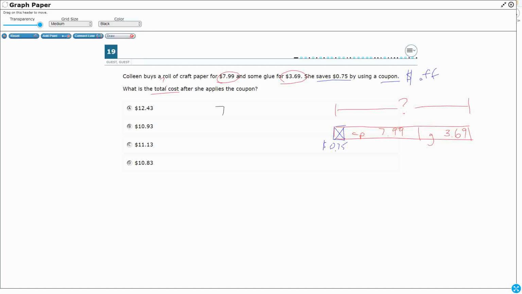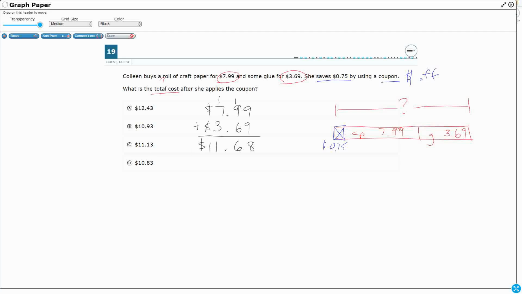So craft paper $7.99. When we are adding decimals, we need to be very, very careful to make sure that we are lining up the decimal points. $3.69. All right, let's add those two. So we start at the hundredths place, the farthest right, so that's 9 and 9. That's going to be 18. Now we're in our tenths place, which in this case is our dimes place. So 1 and 9 make 10, and then 10 and 6 make 16. So we're going to once again regroup. And so I've got 7 and 3 make 10, add that 1, make 11. All right, so I've got 1168.